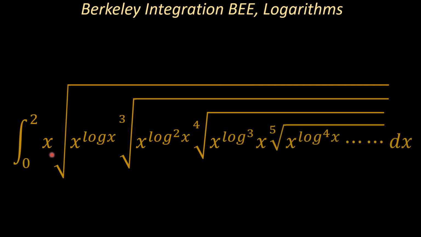So it's the integral of x times the square root of x to the power log x times, within the square root sign, cube root of x to the power log squared x. Within that cube root sign, we have the fourth root of x to the power log cube x. Within that fourth root sign, we have the fifth root of x to the power log to the power 4 x, and so on and so on. So the way we could try to solve this is as follows.